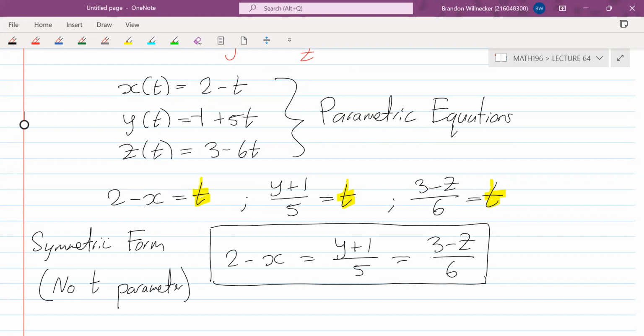So in the tutorials or the tests or whatever, I can ask for any of these representations. So you can write it in the vector form, the parametric form, or the symmetric form. You need to know how to write this down in all three cases. Okay, let's have a look at the next problem.